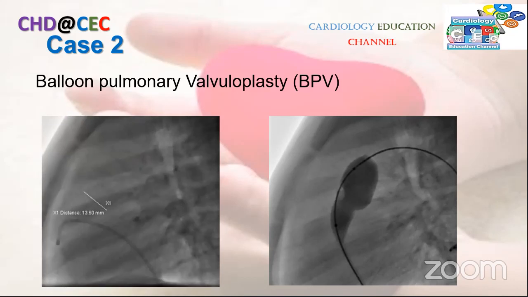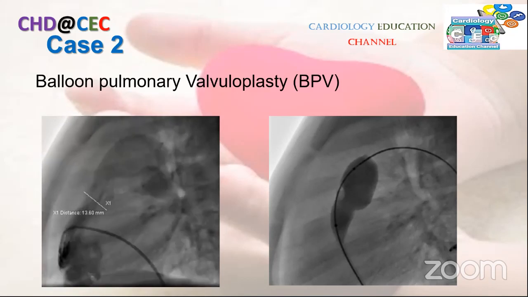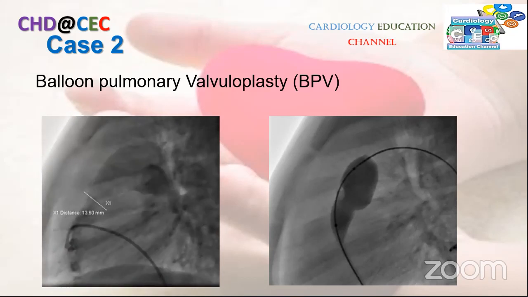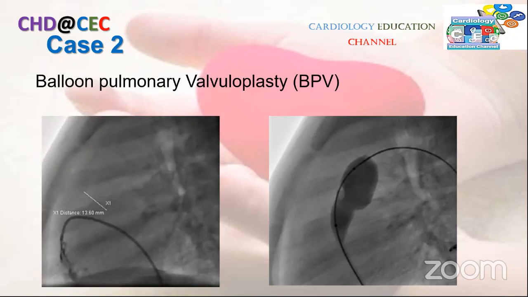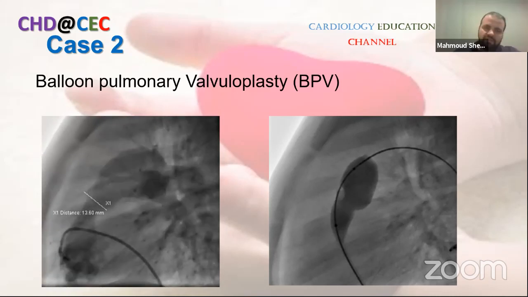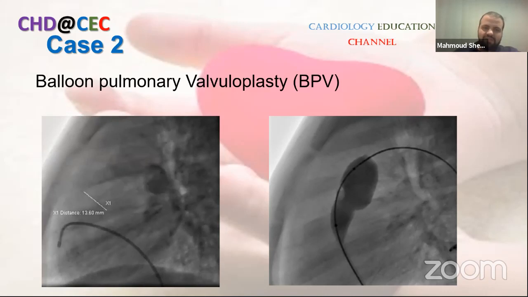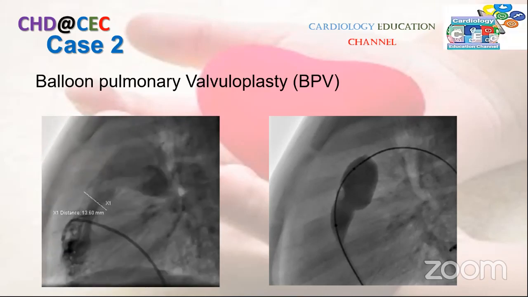I see. And is it a frequent finding? I mean, is it usual to get mild to moderate regurg, or is that a rare finding? It's frequent to see mild regurg after balloon dilatation. Probably very well tolerated.